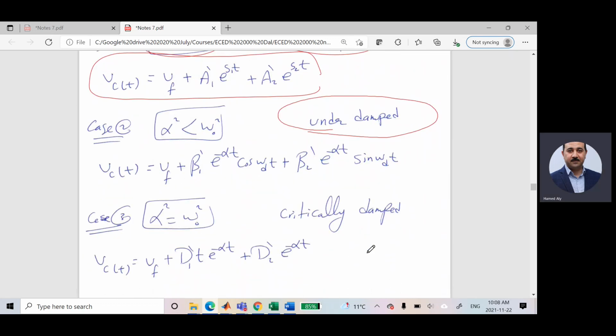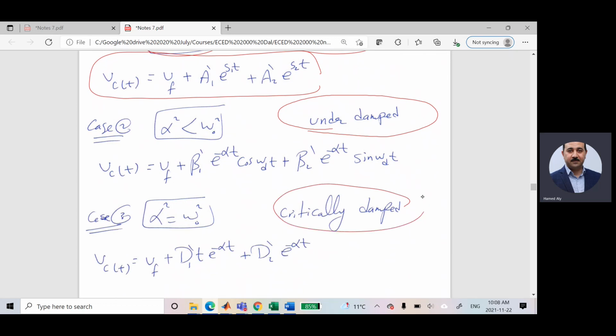If alpha is equal to omega, this case is called critically damped, and based on that, I can say Vc of t is equal to Vf plus a constant times t times e to the power negative alpha t plus another constant times e to the power negative alpha t.